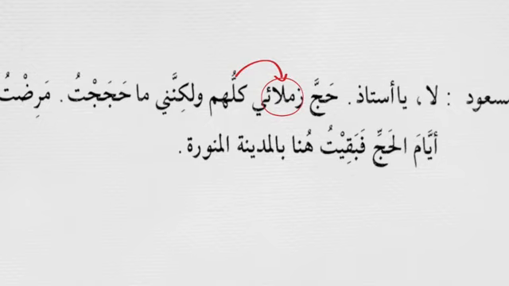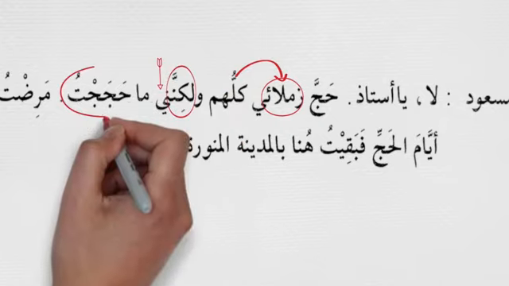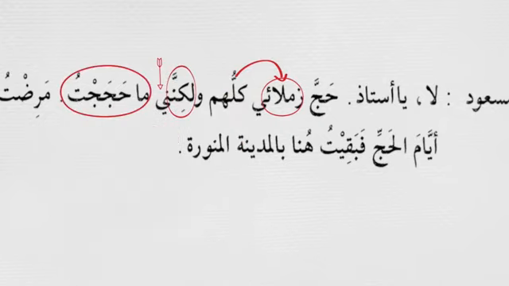Walakinnani. So lakinna, we know it is min akhawat inna. It will have ism and khabar. So we're looking at the ism, with this ya mutakallim here, which means I. But I, ma hajajtu, so that's the ism, and ma hajajtu is your khabar of lakinna. So I did not perform Hajj. Ma is your particle of negation, and hajajtu means I performed Hajj. So I did not perform Hajj.